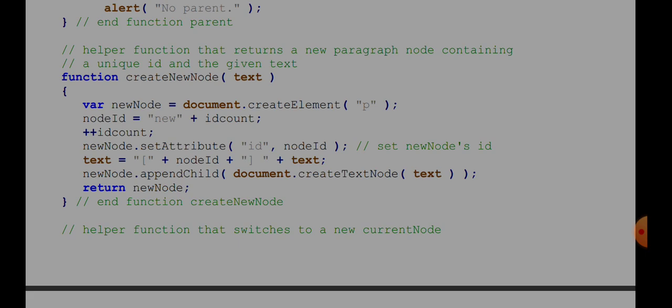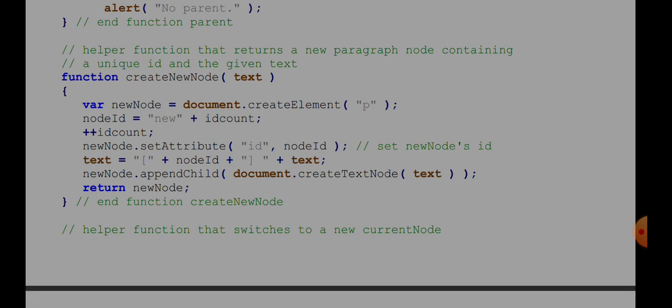Then you need to modify this function. You need to add one parameter, the element tag. By using this, you can create your own tags. Here we are creating only the paragraph tag. Then we will be appending that paragraph, appending that node.